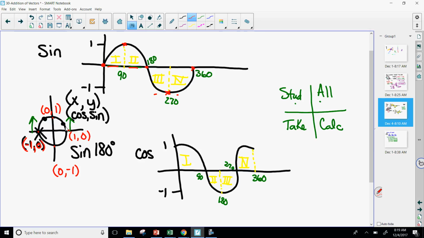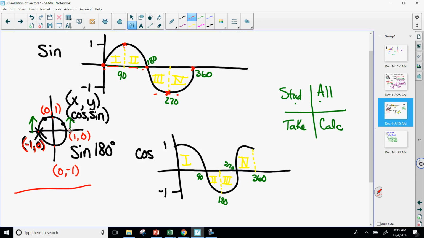Now you get that from over here in your unit circle. If you look at your unit circle, because sine is the y values, you're looking at 0, 1, 0, -1, and back to 0. See the connection?